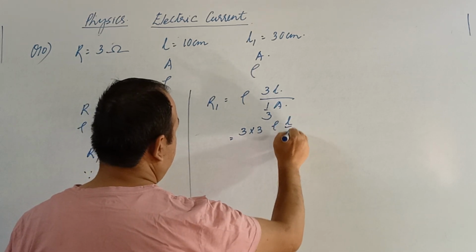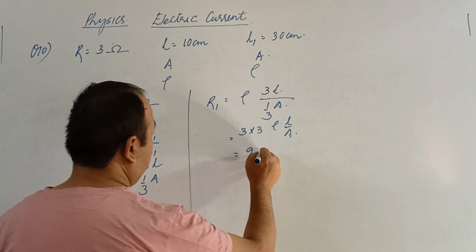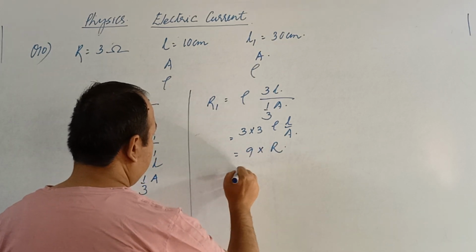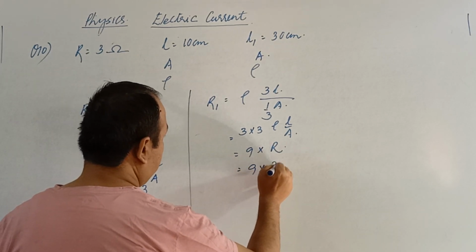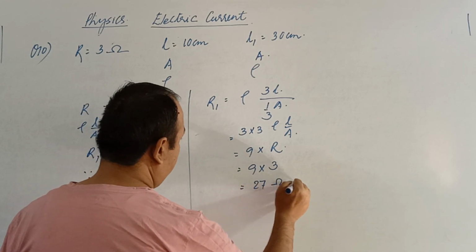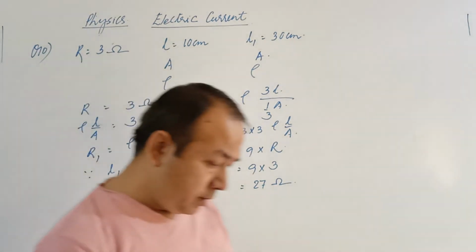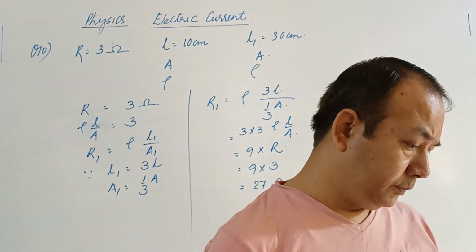rho L upon A, which is equal to 9 rho L upon A. Rho L upon A means it is capital R, so the value of capital R is 3 ohm. So 9 3s are 27 ohm is the answer. So this is how you need to calculate.